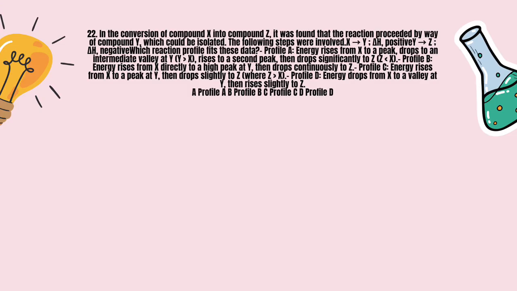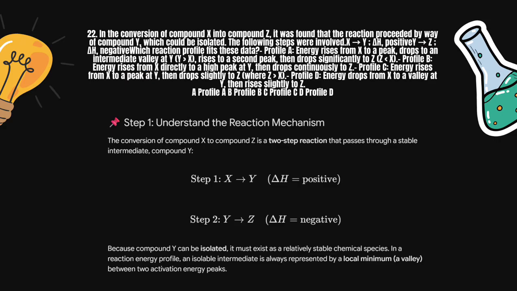Next is question number 22. We're converting compound X into Z through a stable intermediate Y. Let's find out which reaction profile fits the data. Let's check the mechanism. Step 1, analyze the steps. The reaction goes from X to Y, then Y to Z. Since compound Y can be isolated, it is a stable intermediate. In an energy profile, an isolable intermediate is always represented as a valley between two peaks.